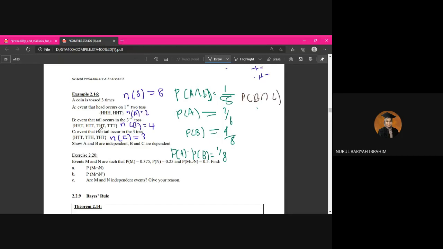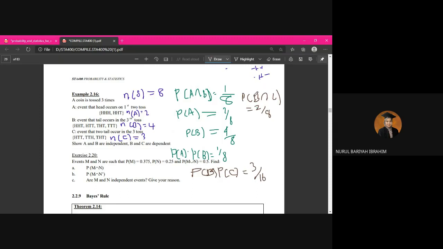What is that? B intersect C, these two events. At the intersection between these two, it is HTT and THT, which is 2 over 8. Okay. And then probability of B adalah 4 over 8. And probability of C is 3 over 8. So try to find probability of B multiply probability of C. Okay, multiply 4 over 8 multiply 3 over 8. Then you will get 3 over 16, which is not equal with the intersection of B and C.